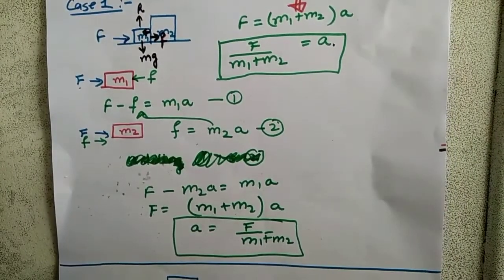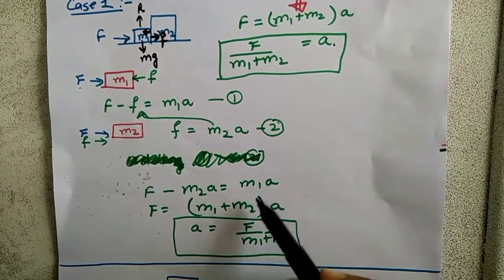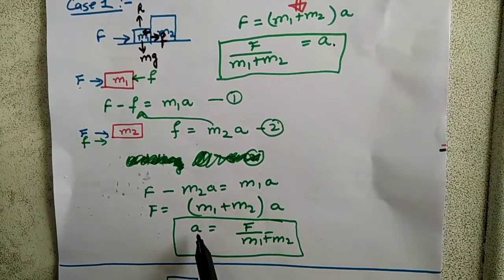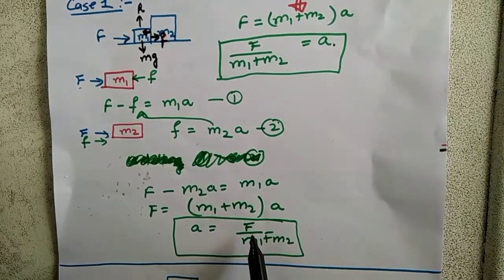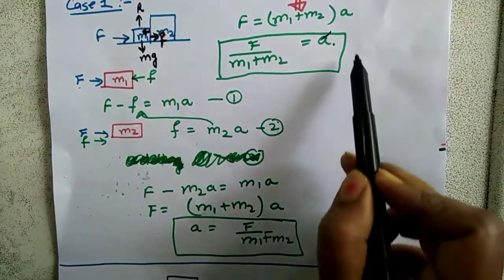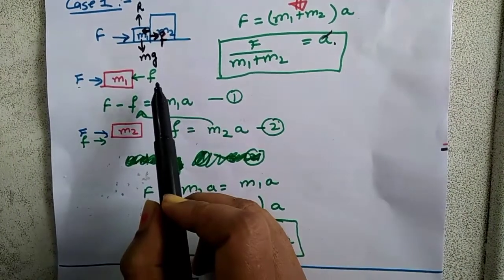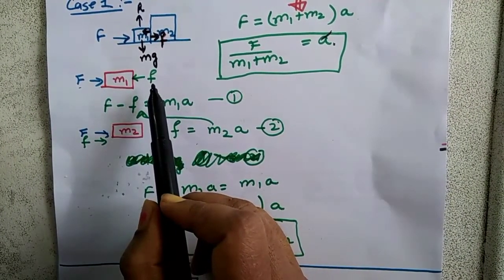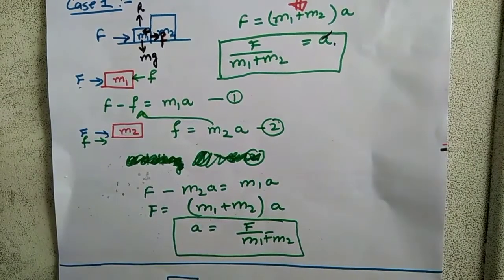If you see, after solving these two equations also, I will get the same value for acceleration, that is F upon m1 plus m2. So you could have used this shortcut method, but for finding the contact force you would need to use this method.